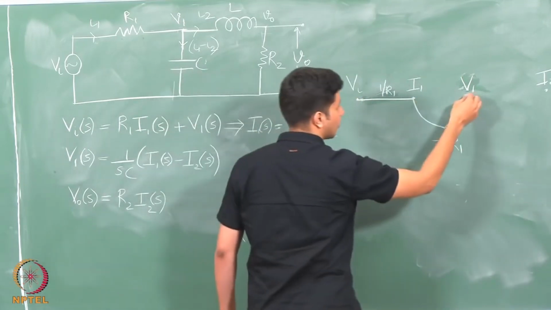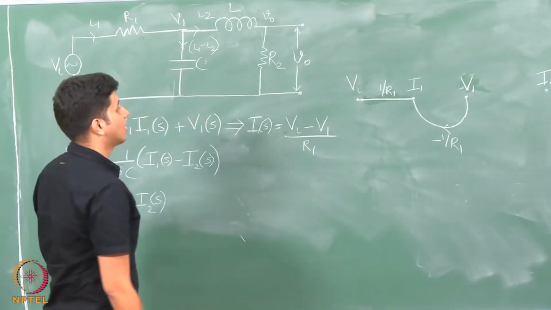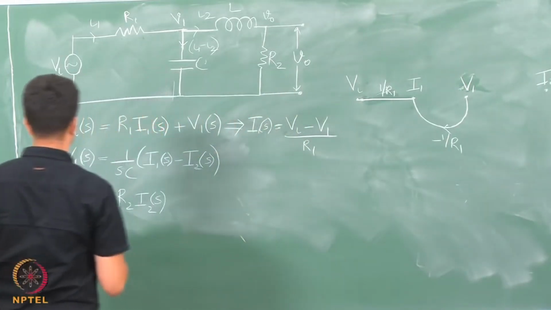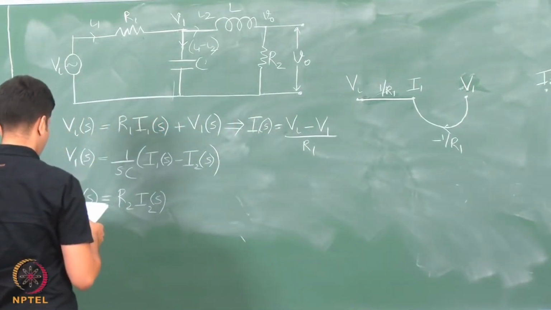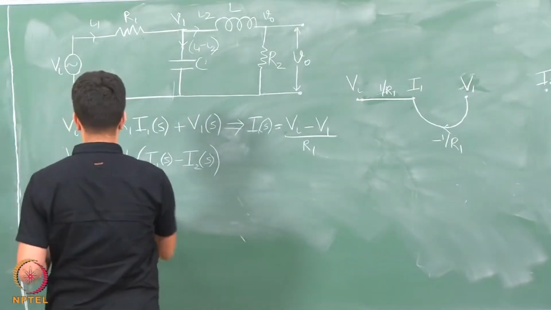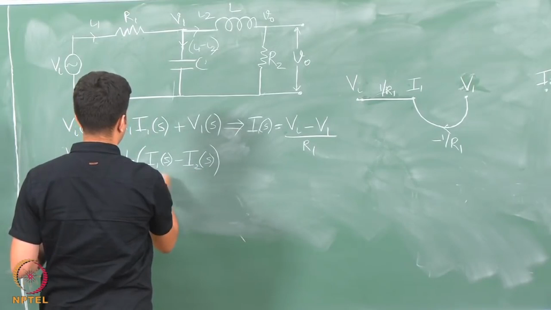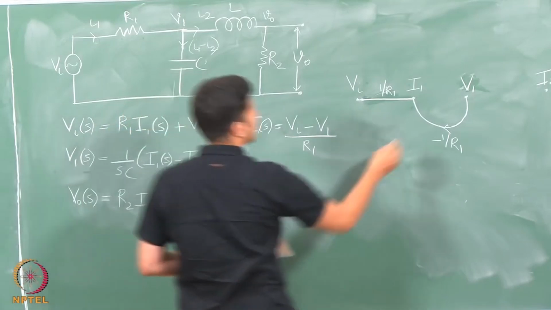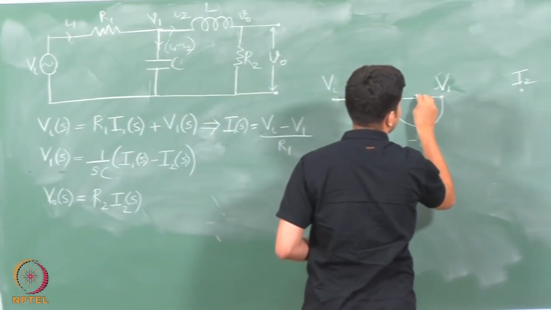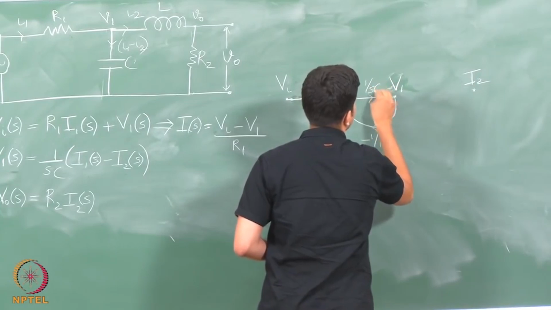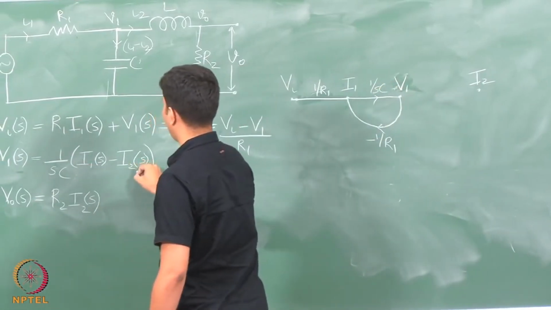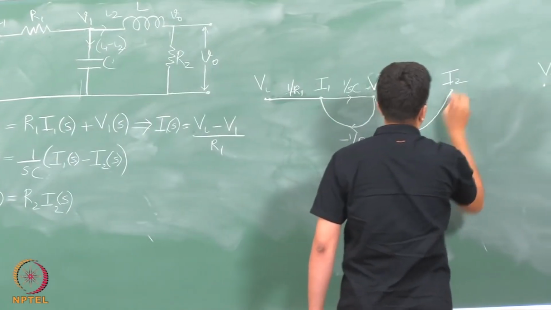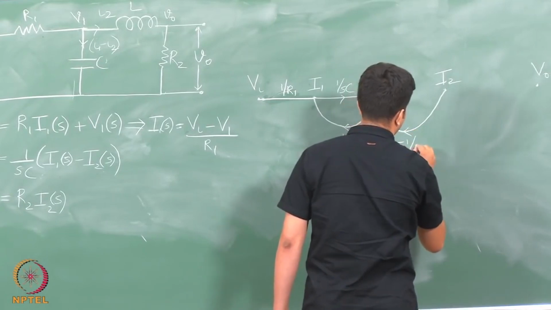Because this is appearing after I1, I will put it as a feedback. Okay. So, now what is the relation between I1 and V1? So, we know that V1 is (I1 minus I2) by SC, right. So, V1 is depending on I1 with a factor 1 over SC, and it is depending on I2 with a factor of minus 1 by SC. So, I will put minus 1 by SC.